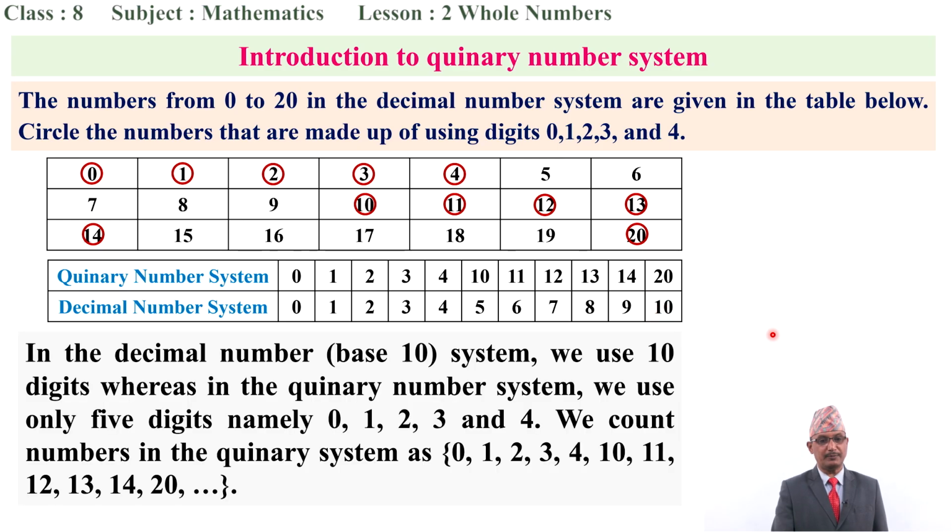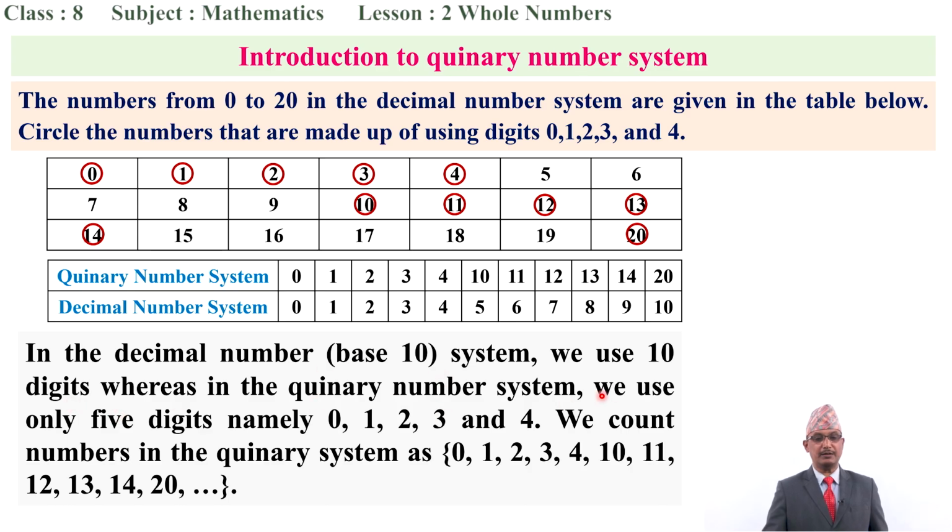So on the basis of this activity, what do we say? In the decimal number system, or base 10, but generally we do not write base 10, because if no base is written, then we understand it is the decimal number system. In the decimal number system, we use 10 digits. And what are the 10 digits? We have already discussed earlier: 0, 1, 2, 3, 4, 5, 6, 7, 8 and 9.